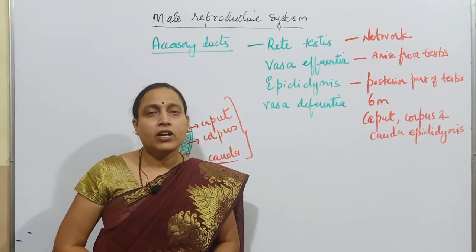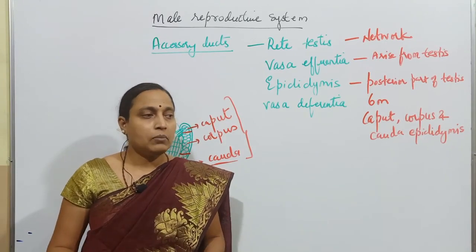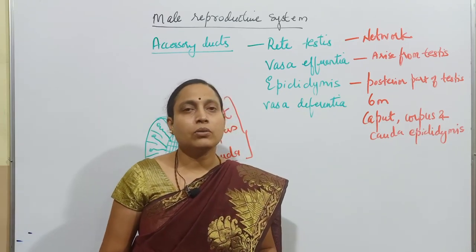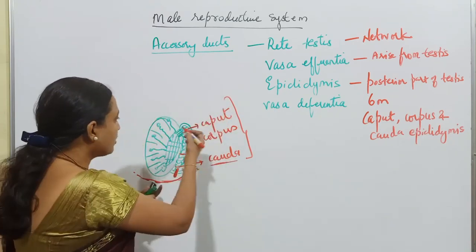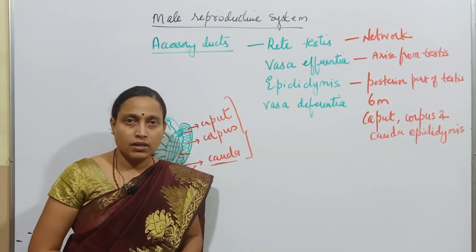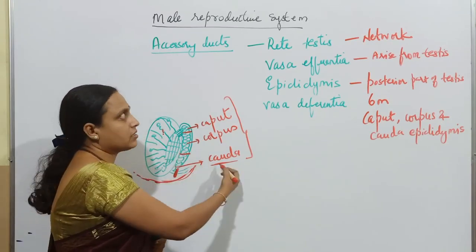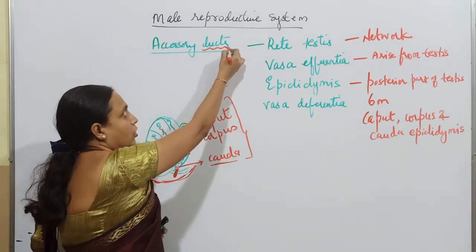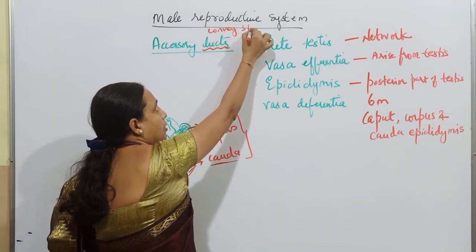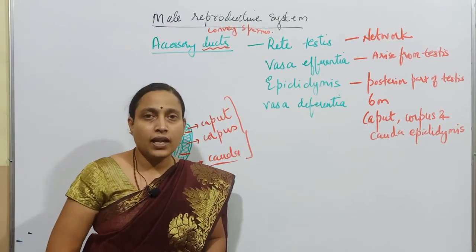Now what is the function of epididymis? Epididymis is where there can be temporary storage of the sperms. Initially the sperms are found in the seminiferous tubules, the site of their formation. Now they have to move in the ducts, because the main function of the accessory ducts is ultimately to convey the sperms.